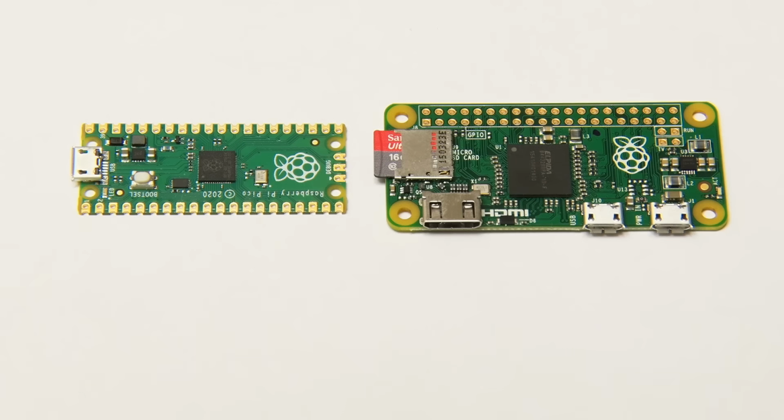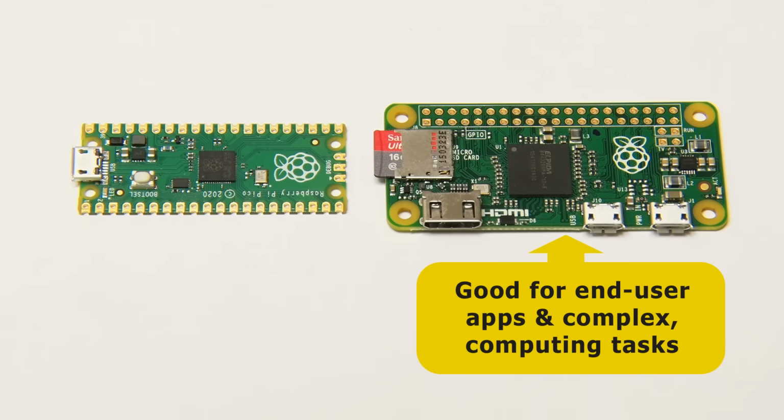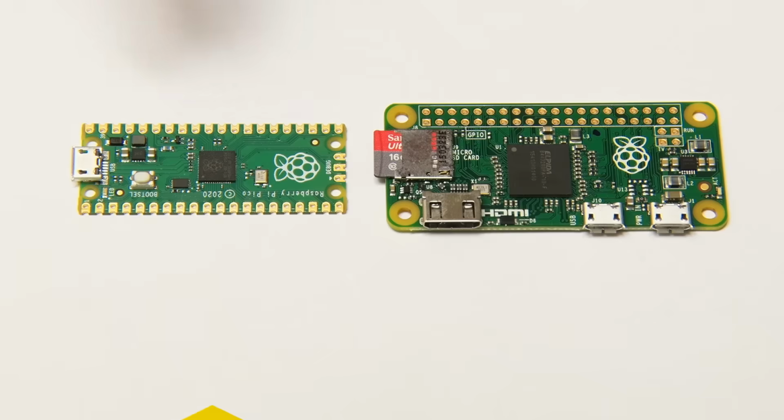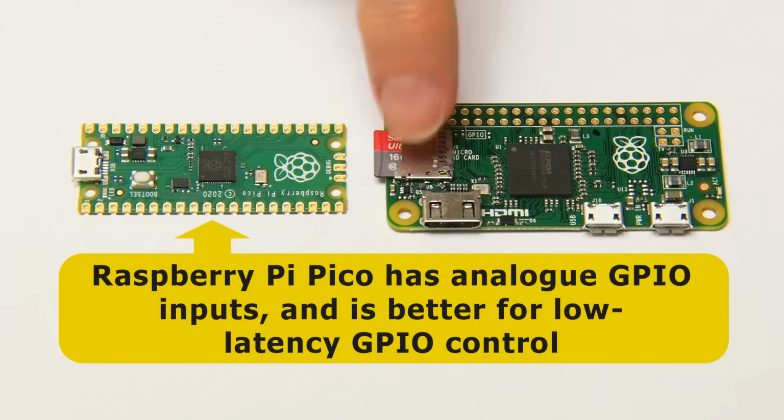What all of this means is if you want to run end-user applications or you want to do complex memory-intensive computing tasks like recording or playing video, then you need a computer like a Raspberry Pi Zero. However, if you want to use a dedicated piece of code to control electronic components and to do so in a very power-efficient fashion, then a microcontroller like the Raspberry Pi Pico is a far better choice. The Pi Pico has also got analog input, which we don't find on other Raspberry Pi models, and it also offers much better low latency GPIO control.